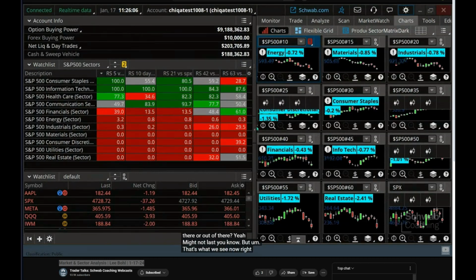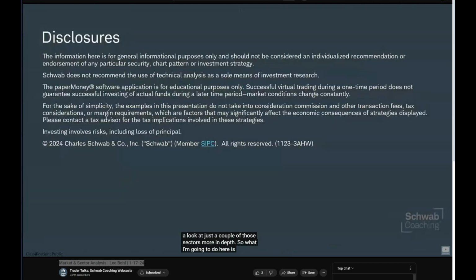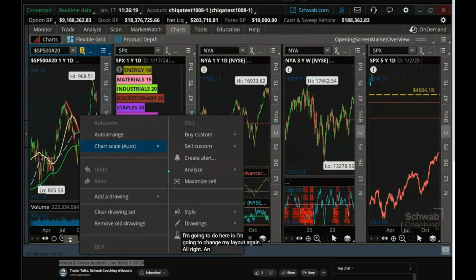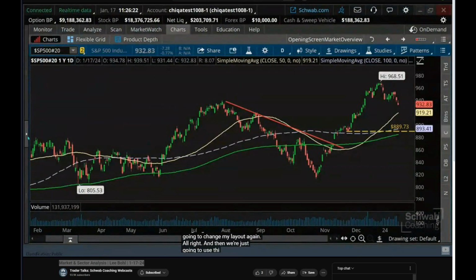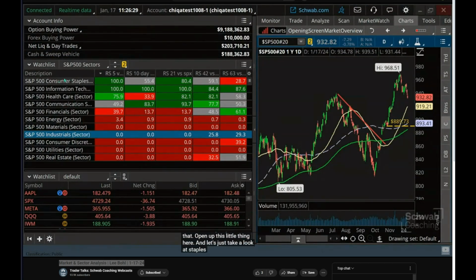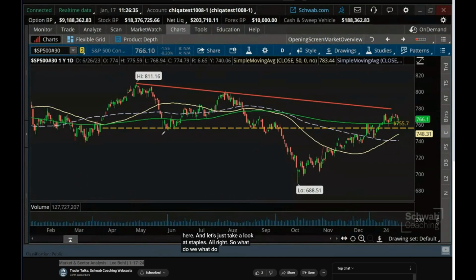All right. So why don't we take a look at just a couple of those sectors more in depth? So what I'm going to do here is I'm going to change my layout again. All right. And then we're just going to use this chart over here. I'm just going to maximize that. Open up this little thing here. And let's just take a look at staples.